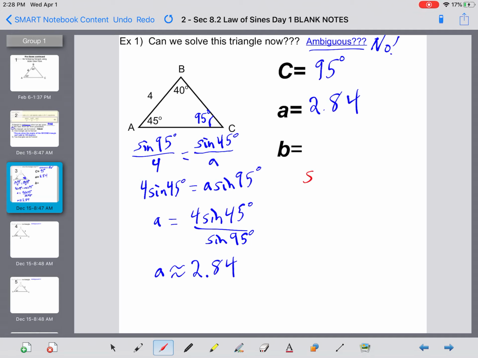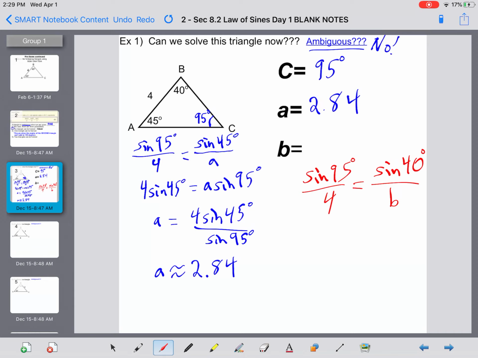Now, I'm going to go back and use the sine of 95 over 4 again. Because you know A, you could use the angle 45, angle A, and the side that we just found. The reason I don't like to do that is because of the rounded side A, 2.84. I want to be as exact as possible, so I know side C is exactly 4, so that's why I'm using angle C and side C again. And now I just have to find side B. So sine of 40 degrees over side B.